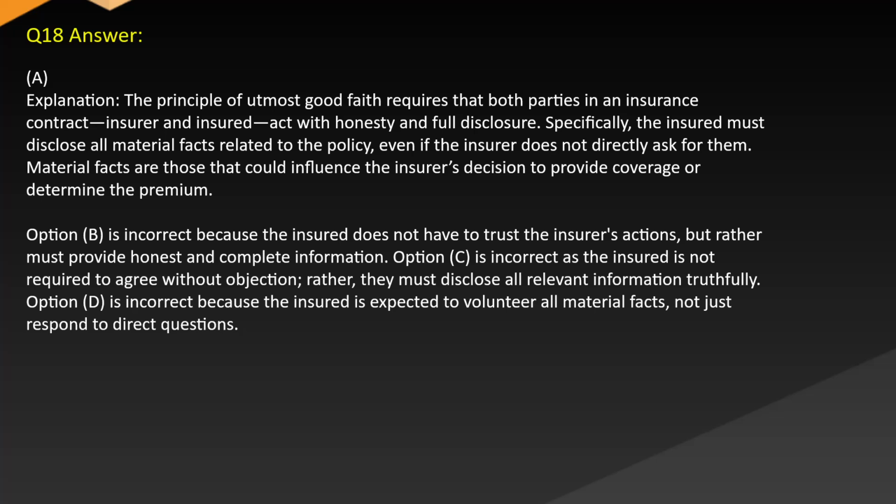Option B is incorrect because the insured does not have to trust the insurer's actions, but rather must provide honest and complete information. Option C is incorrect as the insured is not required to agree without objection. Rather, they must disclose all relevant information truthfully. Option D is incorrect because the insured is expected to volunteer all material facts, not just respond to direct questions.